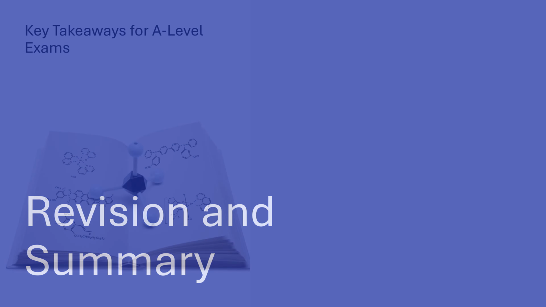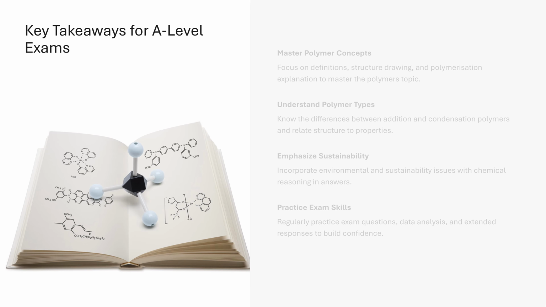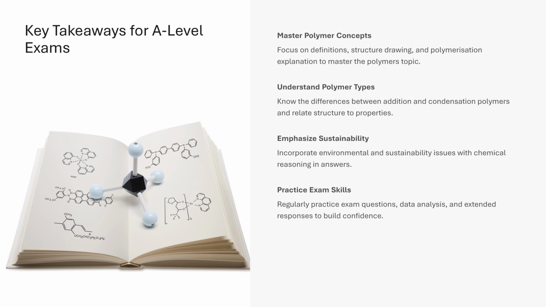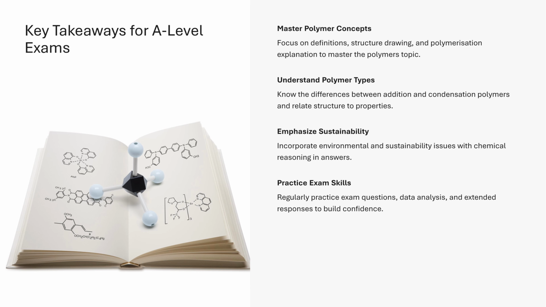Key takeaways for A-level exams. To succeed in the polymers topic, students should focus on mastering definitions, accurately drawing structures, and clearly explaining polymerization processes. In this topic, we have learned that polymers are large molecules made from monomers. Addition polymers form without releasing small molecules, while condensation polymers release molecules such as water. Understanding polymer structure helps us explain their properties and uses.